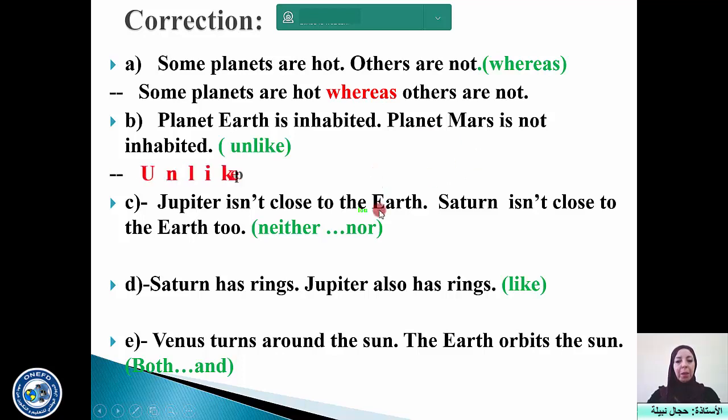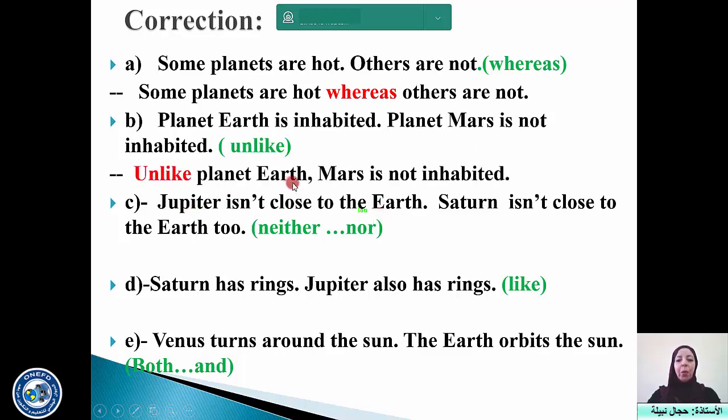So and like can be used in this way. And like planet Earth, comma, the comma is very essential here. And as you can see, we have removed the first verb because it has been repeated. Okay, so to avoid the repetition of inhabited, we use and like in this way. And like planet Earth, comma, Mars is not inhabited. Or I can say the sentence in a different way. And like planet Mars, all right, planet Earth is inhabited. This time you keep the sentence in a positive way.